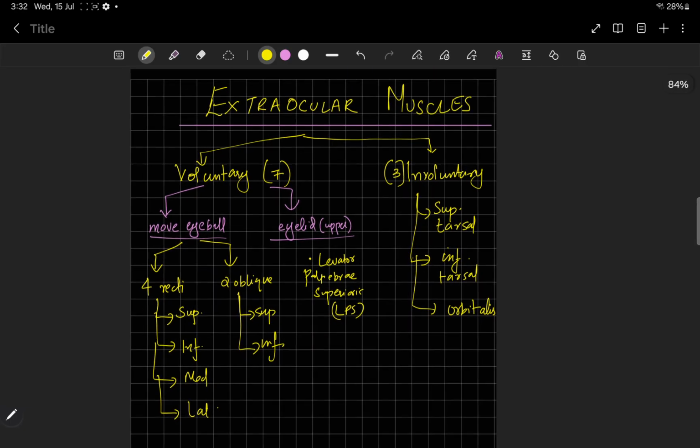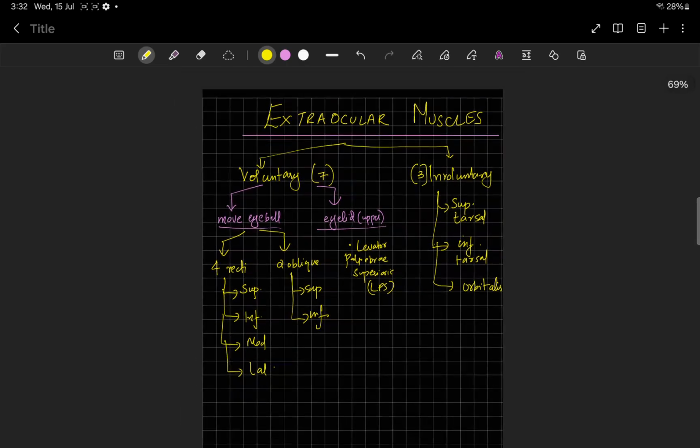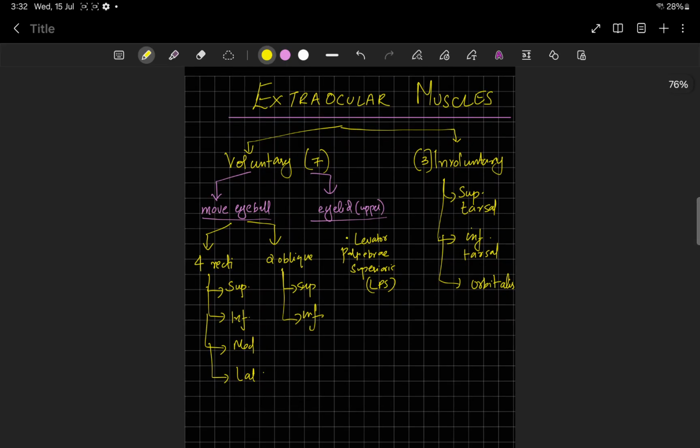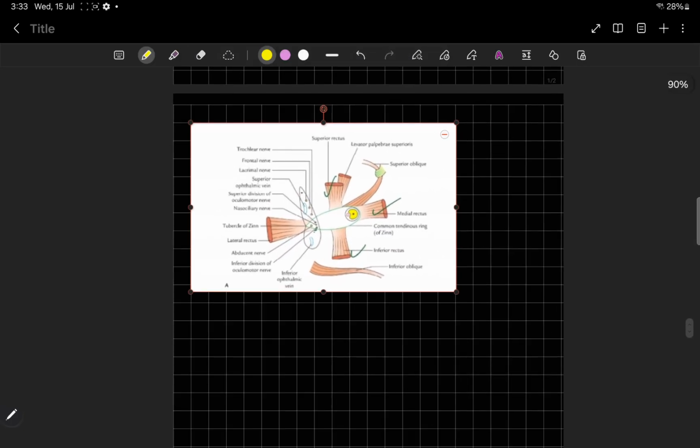So this is the overview of all the extraocular muscles, voluntary and involuntary. Voluntary muscles move the eyeball and the upper eyelid. The eyeball is moved by 4 recti and 2 oblique muscles, and the one that moves the upper eyelid is levator palpebrae superioris. We are learning about the voluntary muscles only. For the 3 involuntary muscles, we just need to learn the names.